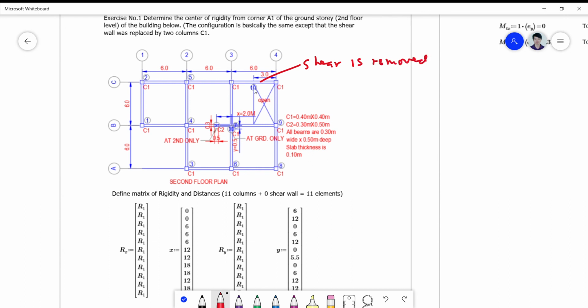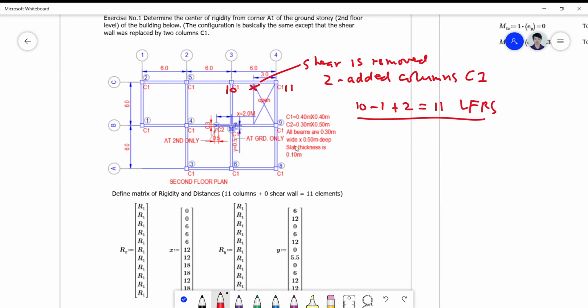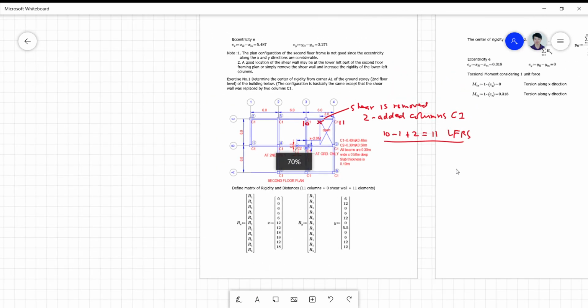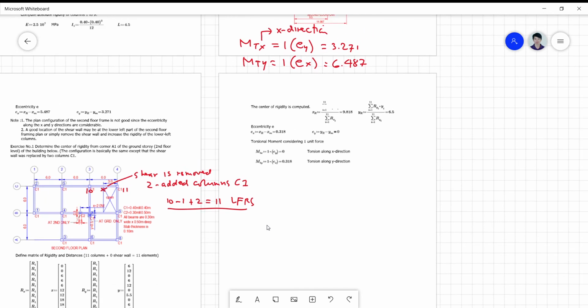Okay, so this 10 here was removed, but a column 10 and a column 11 were added there. So two added columns, which are the same as C1. The same as C1 were added. Okay, so it's 10 minus 1 plus 2. So all in all, we have 11 lateral force resisting systems. Okay, so I want you to do this exercise, and the answer is already given. So please verify the result.